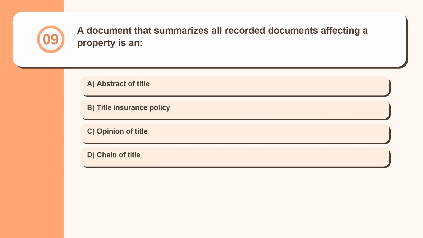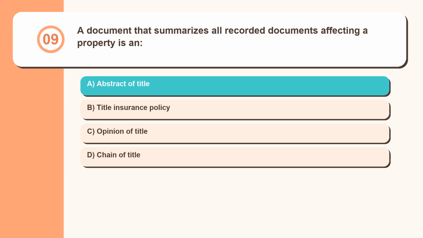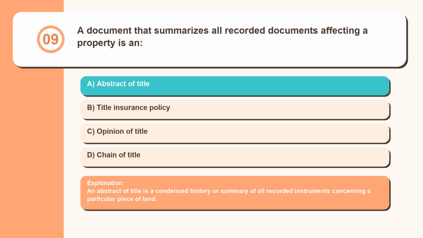Question 9. A document that summarizes all recorded documents affecting a property is an abstract of title, title insurance policy, opinion of title, chain of title. An abstract of title is a condensed history or summary of all recorded instruments concerning a particular piece of land.